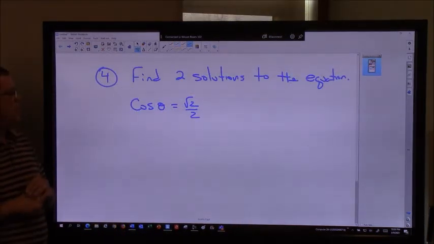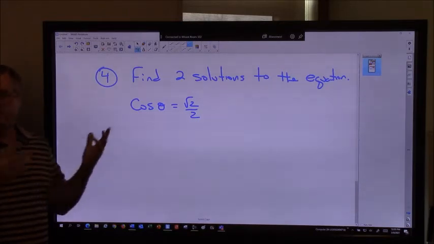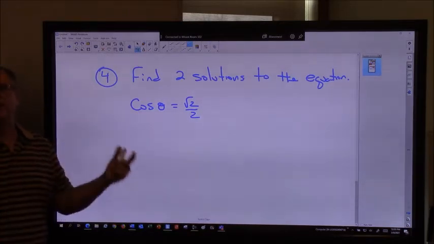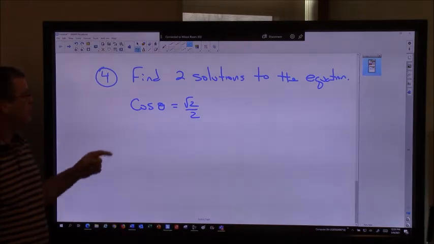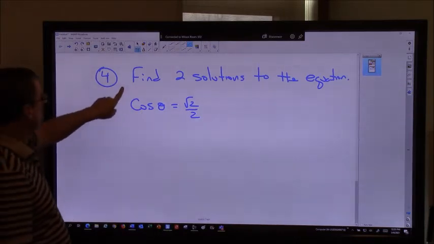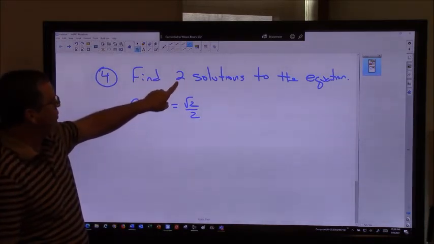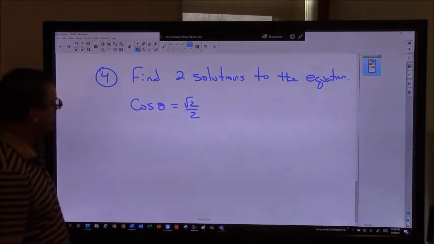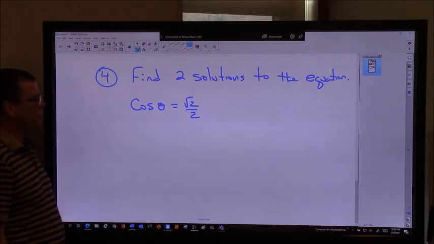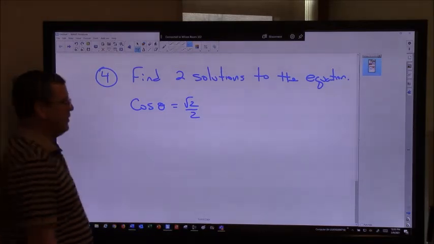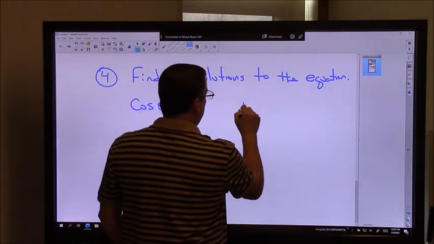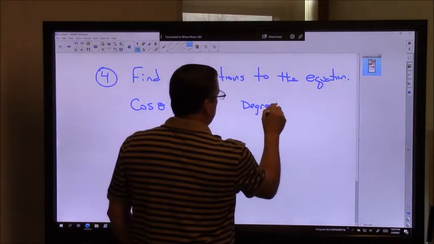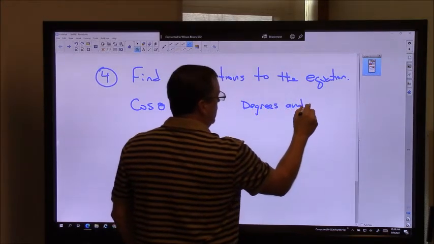All right, so we're going to get a couple questions today that look like ones we've been answering for a long time. Except this one's going to be a little different. It says find two solutions to this equation. Where does the cosine of theta equal root 2 over 2? And they're going to ask us to give our answer in degrees and radians.